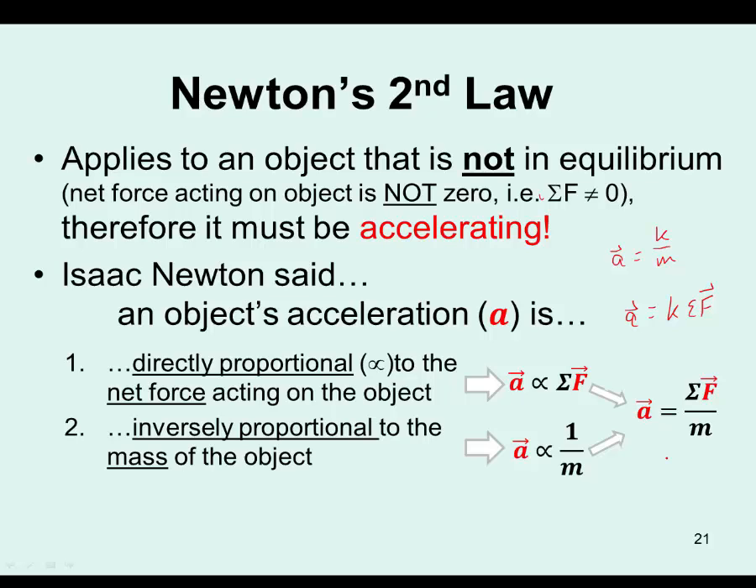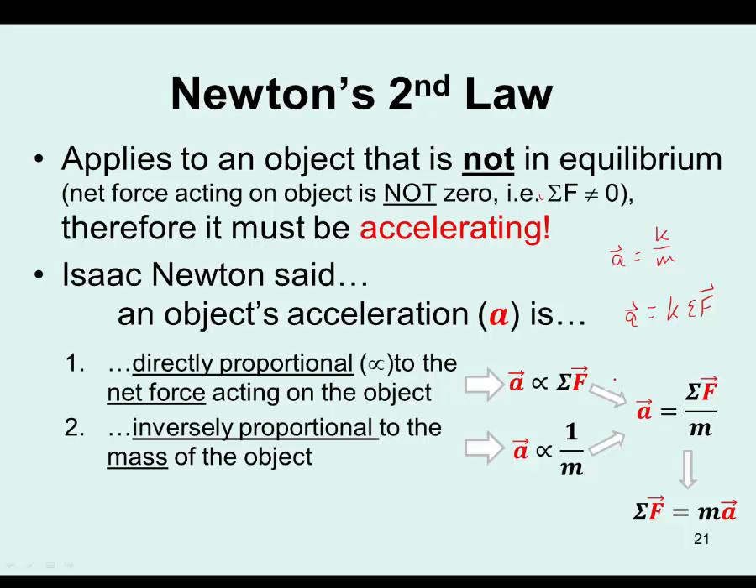Oftentimes, we don't like to see fractions in math, so we'd actually multiply both sides by m. And so we might rewrite the equation like this. And typically, this is the way I do write it. The sum of the forces equals mass times acceleration. Now, Newton came up with a third idea as well related to this.